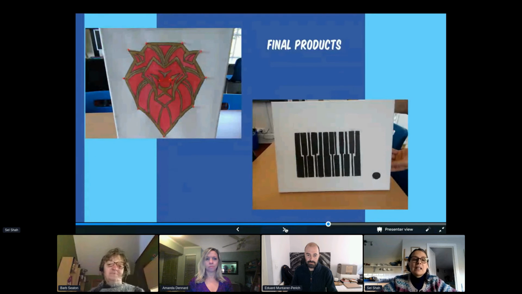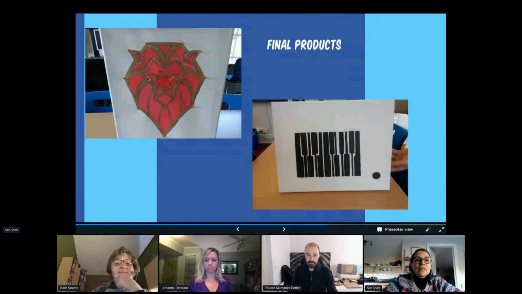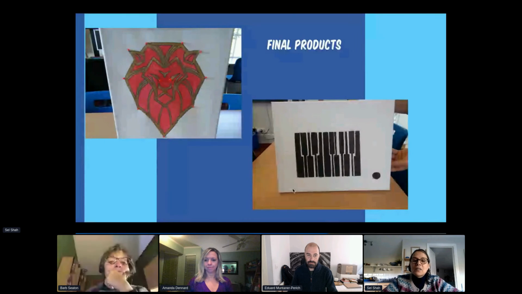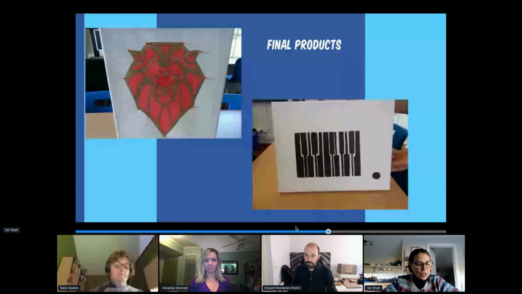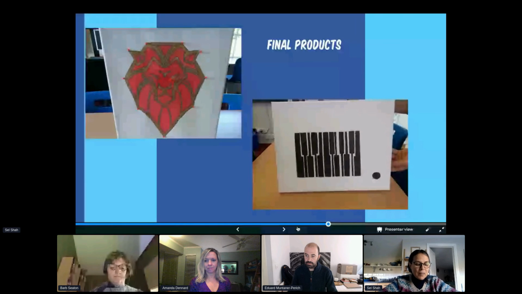And this is lower Key Stage 2. So this is year 3 and 4. These are the paintings that they made. You can see the flashing lights on the lion's face. And one of the pupils actually got to make a piano, which actually worked using conductive paint as well. So the pupils, it was just wonderful to see them becoming empowered in these lessons.